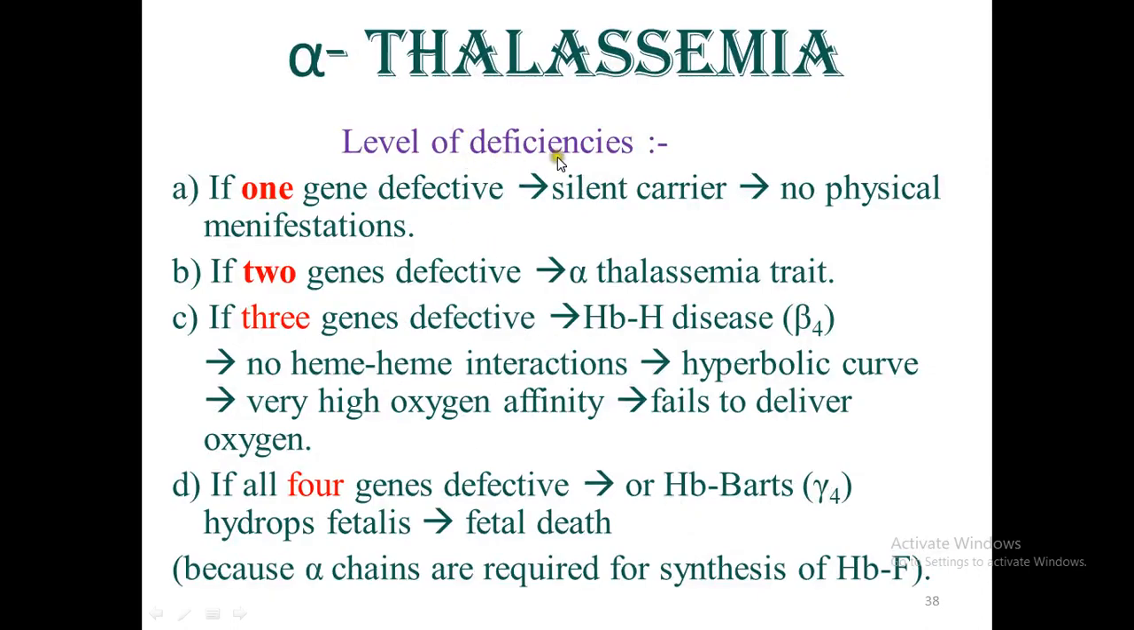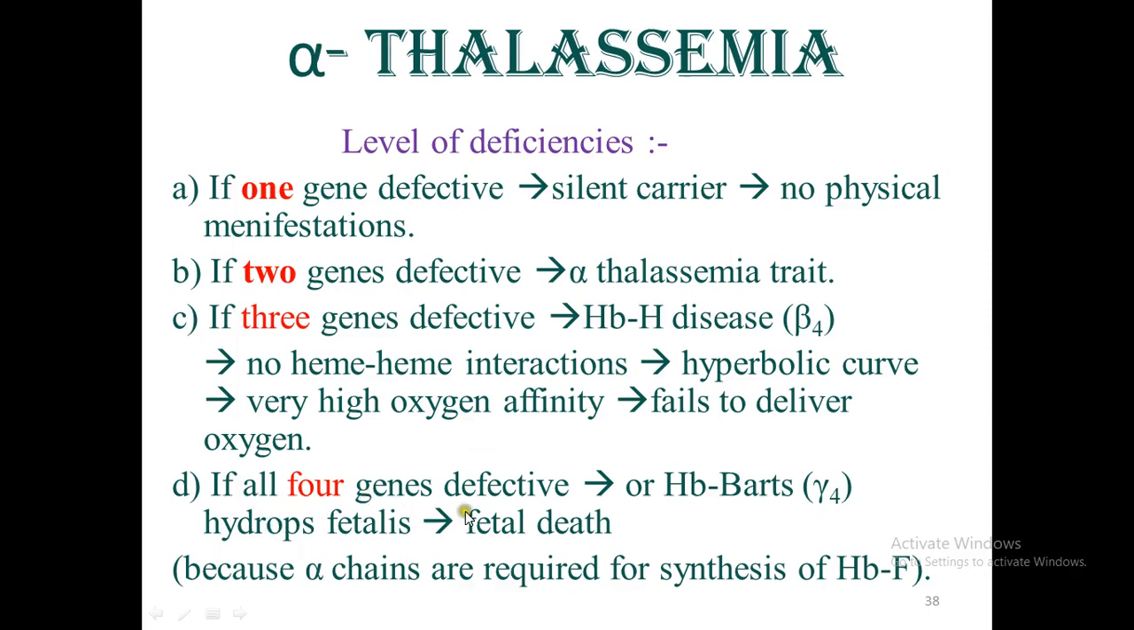Alpha thalassemia, therefore, the level of deficiencies: if only one gene is defective, then the patient is a silent carrier. There are no physical manifestations. If 2 genes are defective, then we say that the patient is suffering from alpha thalassemia trait. If 3 genes are defective, then we call it hemoglobin H disease, and the patient has all 4 of his globin chains are beta type. There is no heme-heme interaction. The hemoglobin dissociation curve is hyperbolic. Very high oxygen affinity will fail to deliver oxygen.